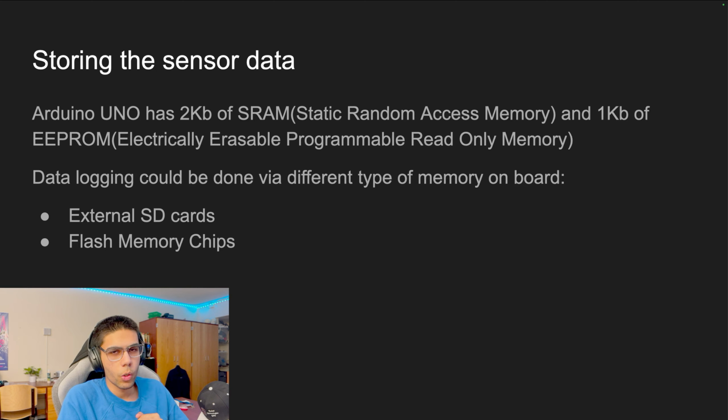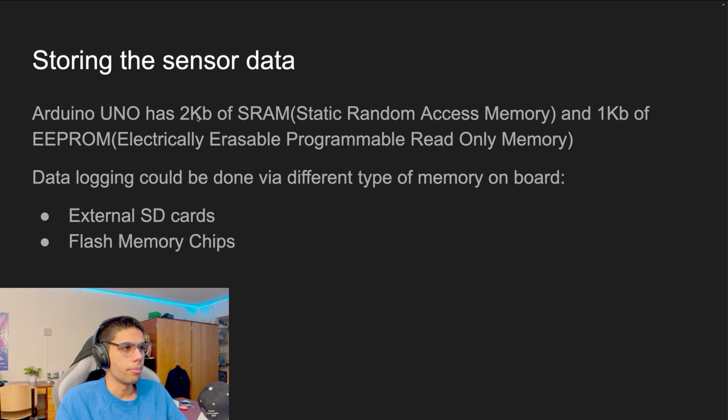Now, how do we actually store the data recorded by sensors live within our flight computer? On boards like Arduino Uno, we have little to no memory on board. So you have to use some external source of memory, for example, SD cards or flash memory chips. They are SMD components, surface mounted components. They are pretty small, soldered on the green PCBs.